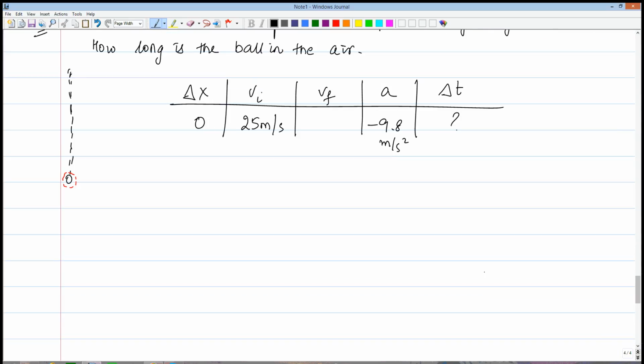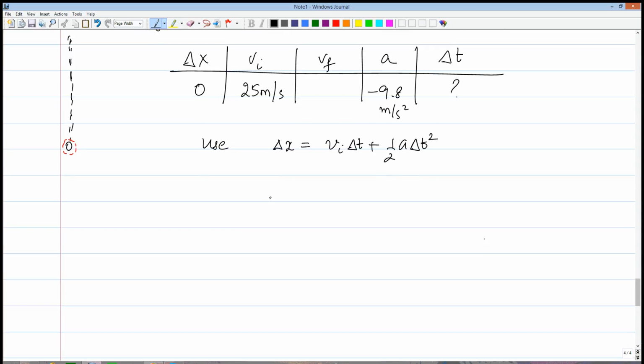Now we can proceed with the problem. We do not care about VF, so we're going to use equation 3, which is delta x equals VI delta t plus 1/2 a delta t squared. As we use this equation, we know that 0 is equal to 25 times delta t plus 1/2 times negative 9.8 times delta t squared.